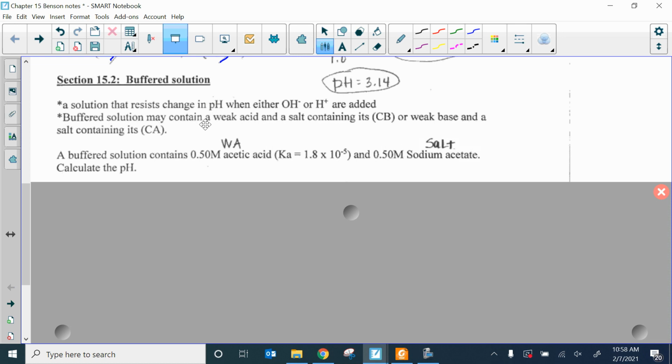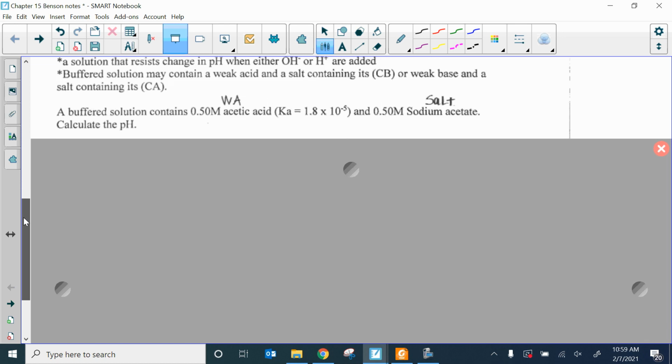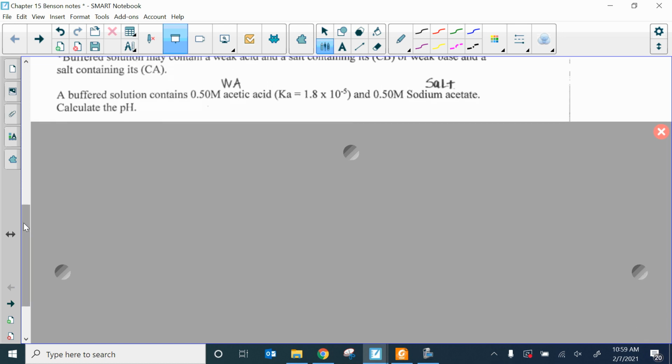A buffered solution may contain a weak acid. Notice I did not talk about our stomach acid because that's a very strong acid, so it's not really a buffering system. It contains a weak acid and its salt, or a weak base and its salt. Here I have a buffered solution that contains a weak acid, 0.5 molar acetic acid. We should recognize that that is a weak acid, and we need to really memorize again those 6 strong acids because you need to know if this is strong or weak. We also get the indication of that because of the very small Ka.